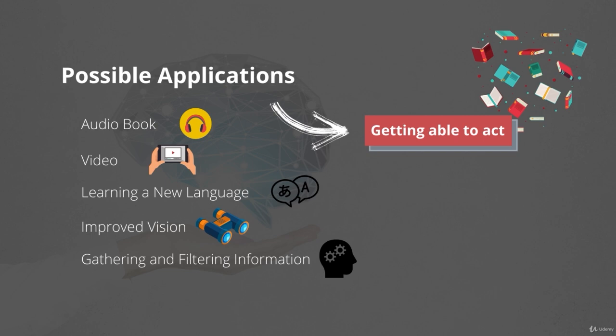Also, the extension of your viewing span and peripheral vision in general help you improve your vision and recognize things faster and easier. Plus, one of the most important things about speed reading is that it helps you gather and filter information. And that's a skill that, especially in the 21st century, is really, really important, because every day there is so much information coming our way that it's really important to be able to filter it. And this will allow you to really get able to act. And that is really important.